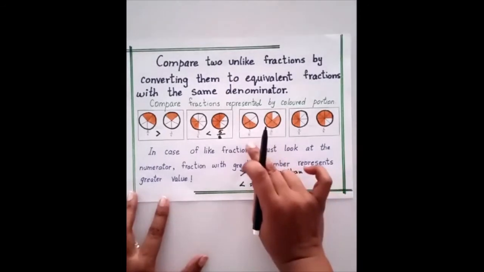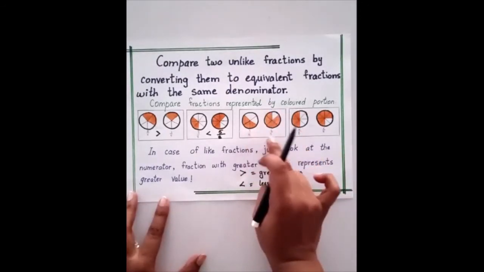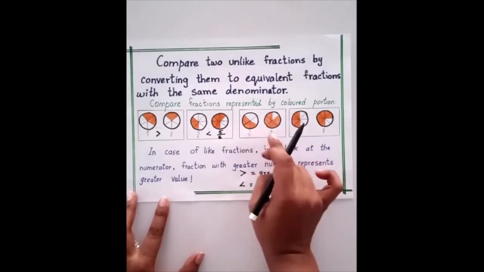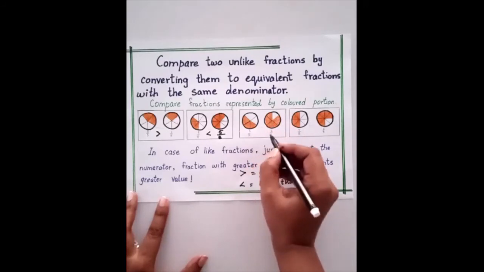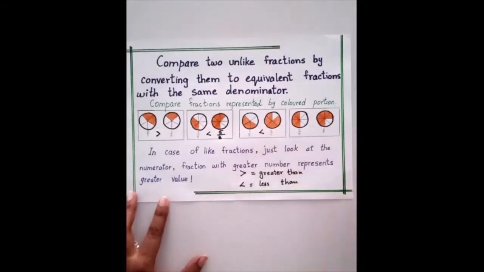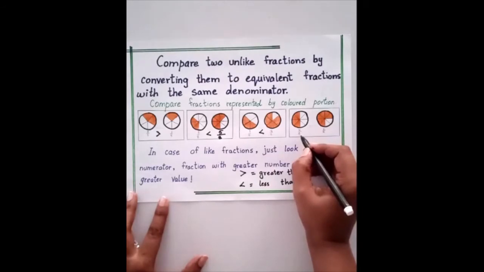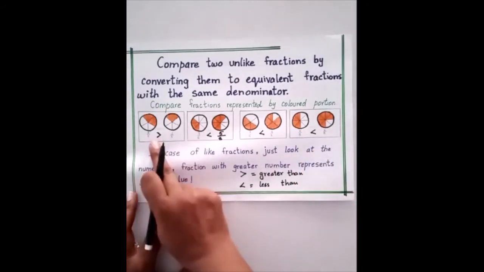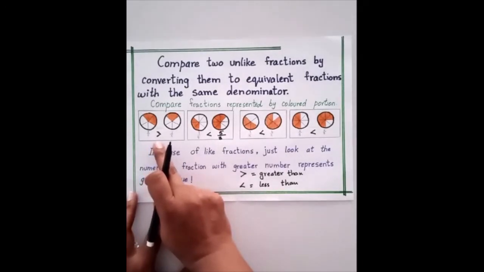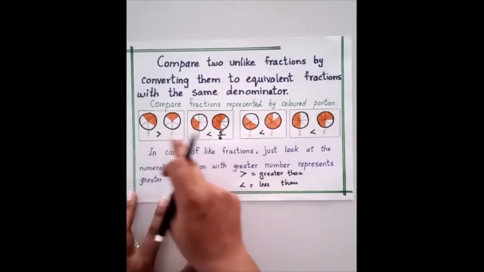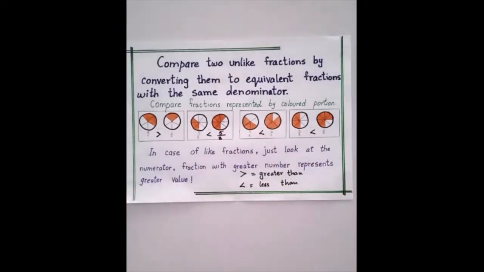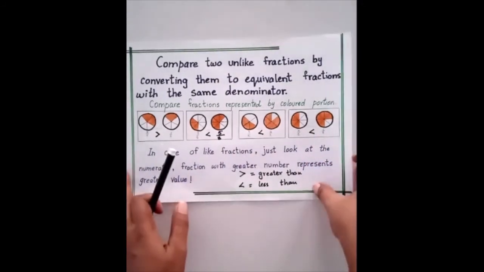In this portion, the denominators are the same, so this is like fractions. So we will see the numerators here, 3 and 4. 3 upon 5 is less than 4 upon 5. 4 upon 8 is less than 6 upon 8. Only the first diagram is greater, the rest of those are less than. Understood, students? We'll move on to the next slide.